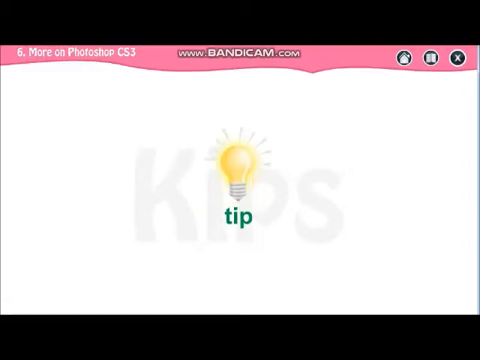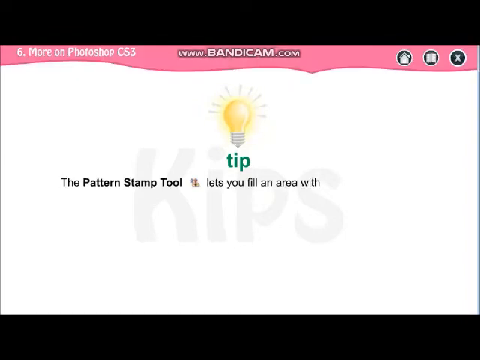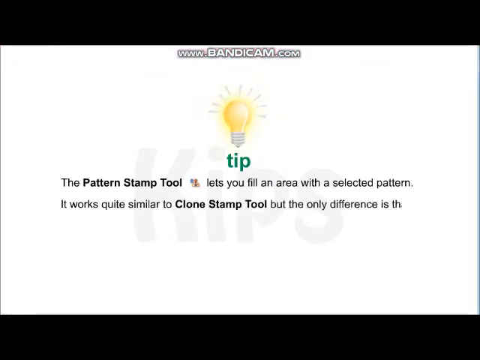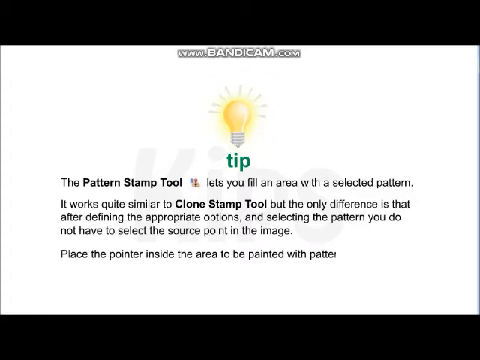Let me give you a helpful tip. The pattern stamp tool lets you fill an area with a selected pattern. It works quite similar to clone stamp tool, but the only difference is that after defining the appropriate options and selecting the pattern, you do not have to select the source point in the image. Place the pointer inside the area to be painted with pattern and drag the mouse.